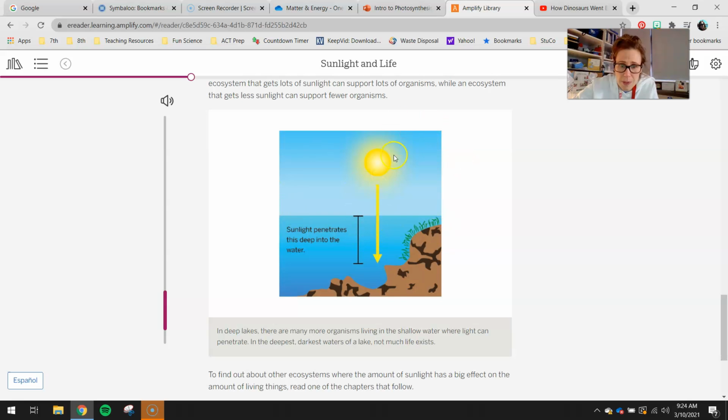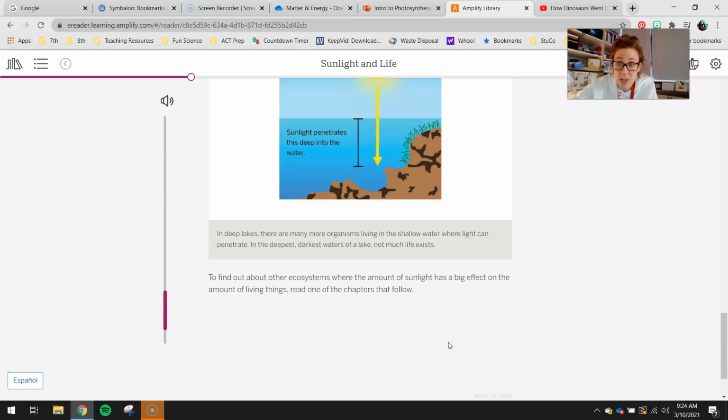All right, here's a little picture. We got sun penetrating water, but it only penetrates so deep. So in deep lakes, there are many more organisms living in the shallow water where light can penetrate. In the deepest, darkest waters of a lake, not much life exists. So especially if you think of the ocean, how deep the ocean can get, there's very little life at the bottom, but there is some life that learned to live without the sunlight. So we'll talk a little bit about those.